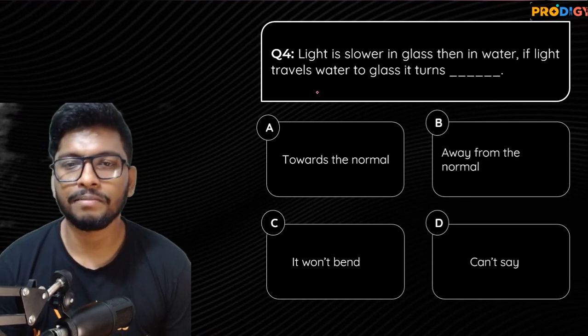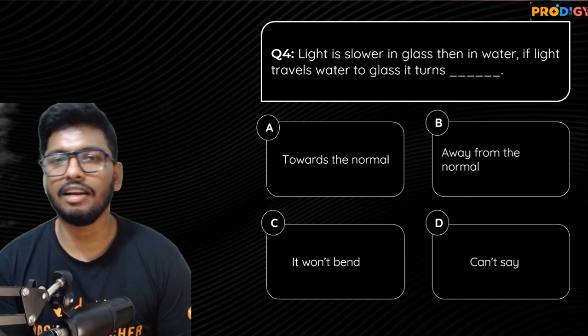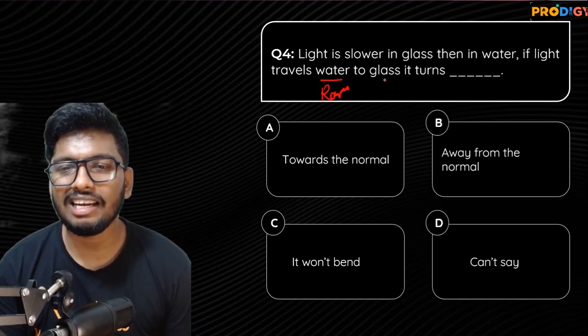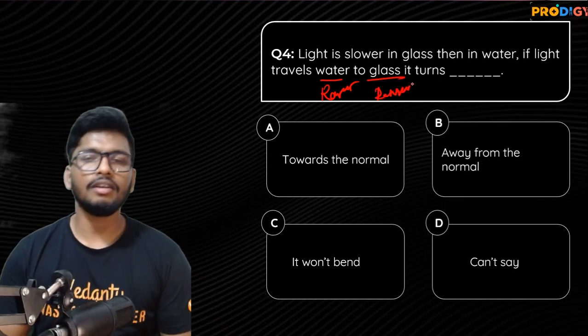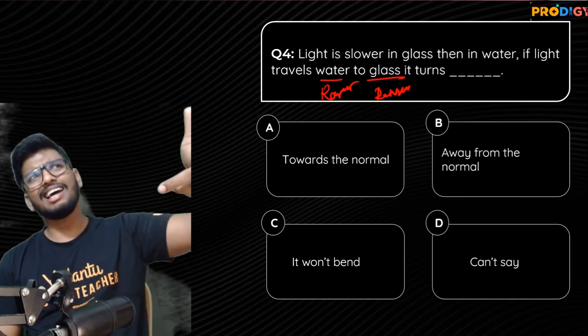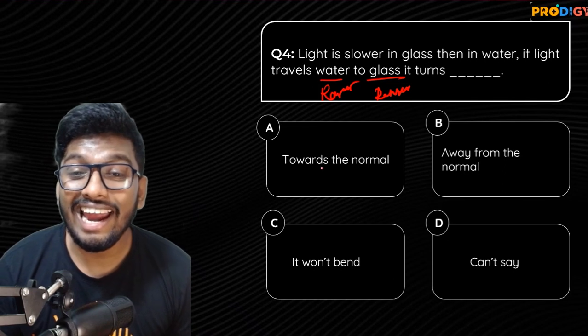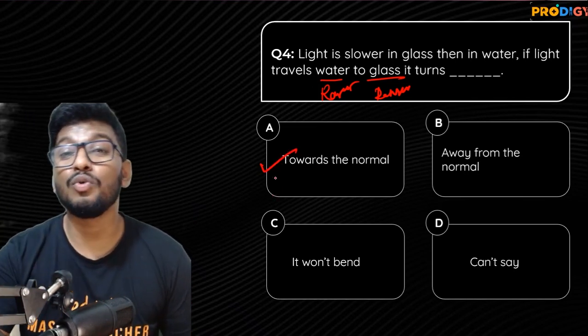Here's the thing, guys. When you compare water and glass, water is a rarer medium and glass becomes the denser medium. Water is the rarer medium and glass is the denser medium. And since light is traveling from a rarer to a denser medium, it will bend towards the normal, not away from it, but towards the normal.